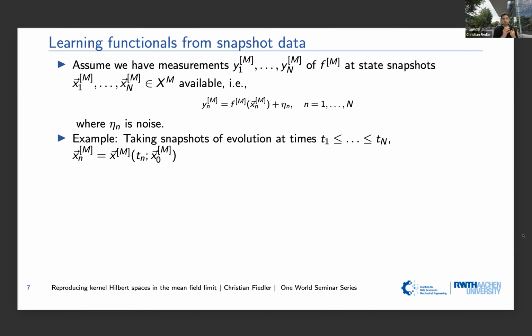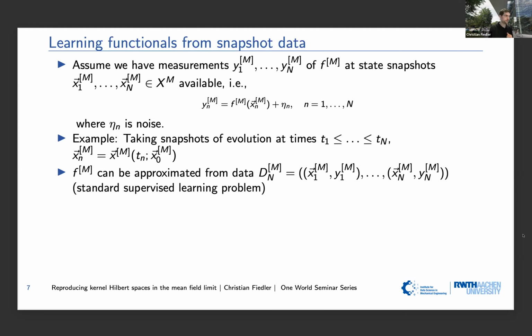Now, one way to do this is, for example, if we have indeed a multi-agent system, which is a dynamic system, then we simply let the system evolve or observe an evolving system and take snapshots at certain sampling times, T1 to Tn. And this leads then to state snapshots, which we, let's say, assume for simplicity that they can be measured exactly, and the potentially noisy measurements of the functional of interest.